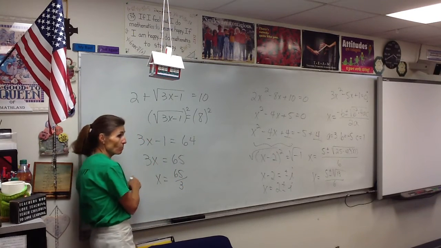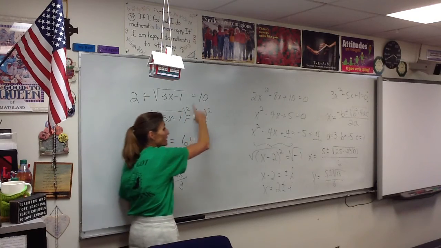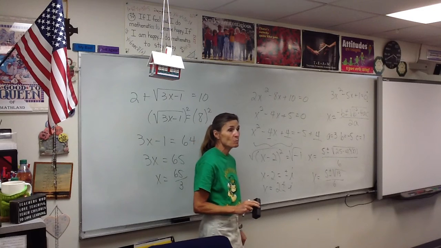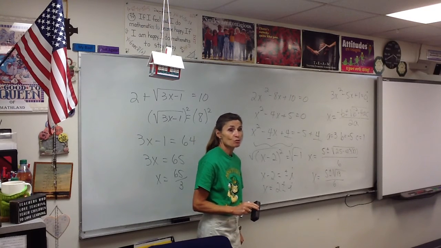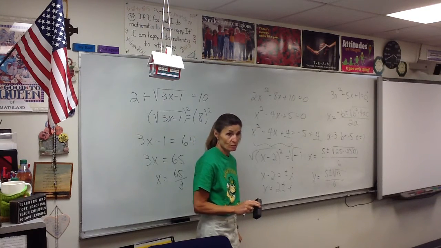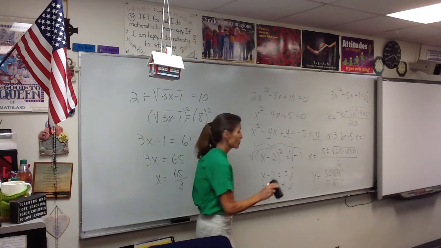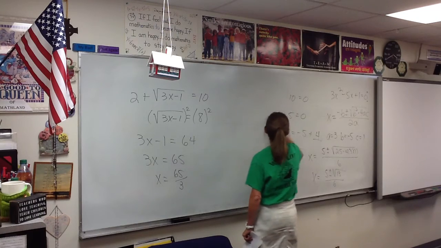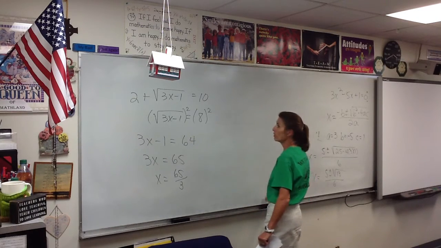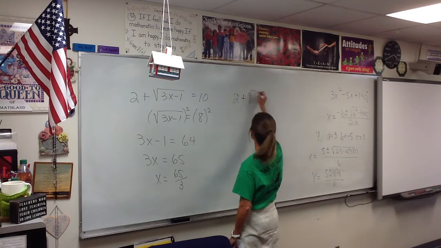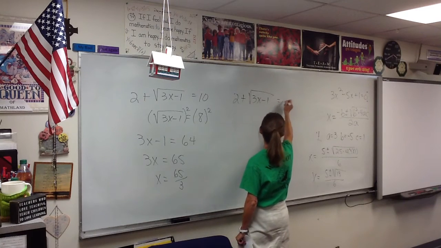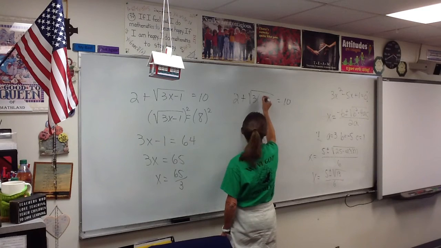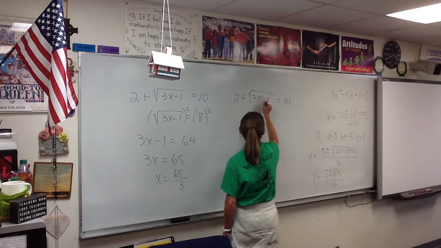Now what's the extra piece? Always when you do this process, we have to check it because sometimes we get what? Extraneous roots, right? So we don't know, so we have to work it out and see. When we check it, we go back to the original problem, the very original problem. And where there's an x, we're going to put in 65 thirds.